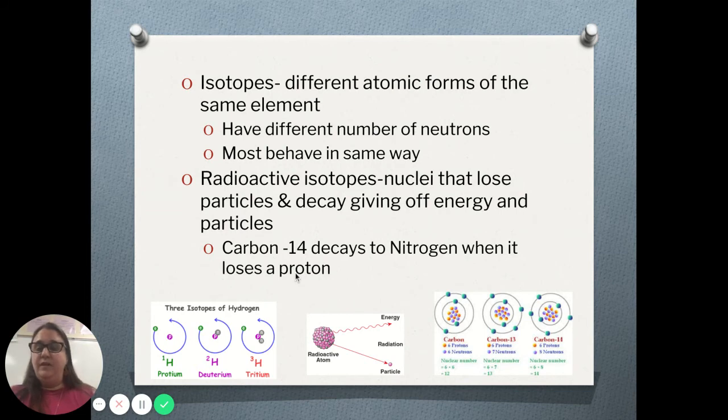We're not going to have to worry about the radioactive ones. I only bring those up because they can use radioactive isotopes to detect certain types of cancer and things like that. So we won't focus on knowing them, but it's worth mentioning.